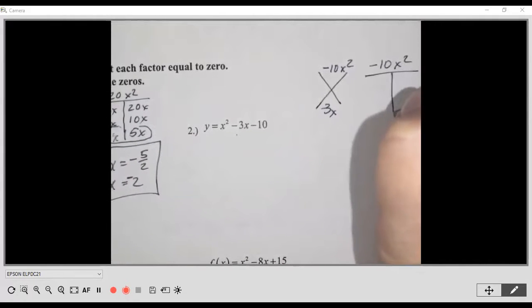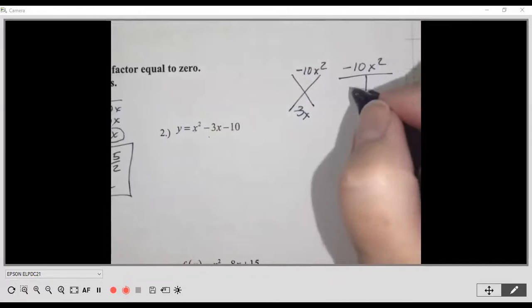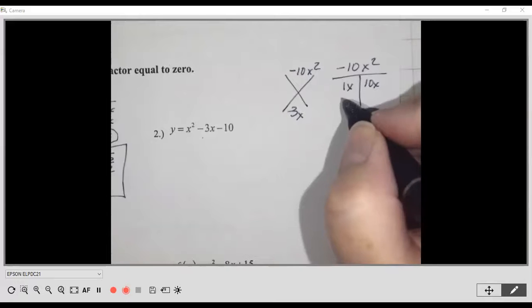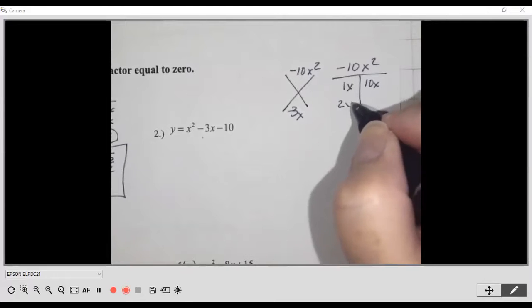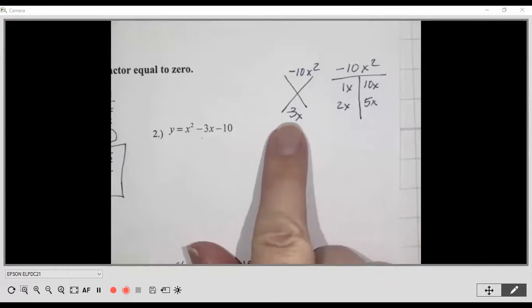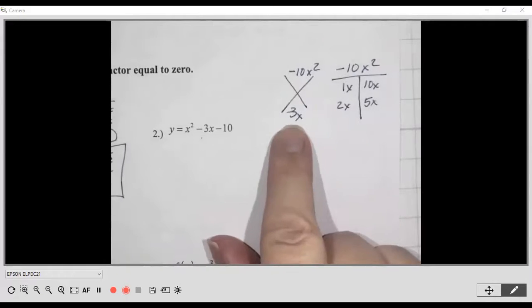And we'll just ignore the negatives for a moment. So we can have 1x times 10x or 2x times 5x. Okay, and those are all the factors of 10x squared. Then I want to look at my middle term. So when I multiply the two numbers together, I get a negative. When I add them together, I get a negative.